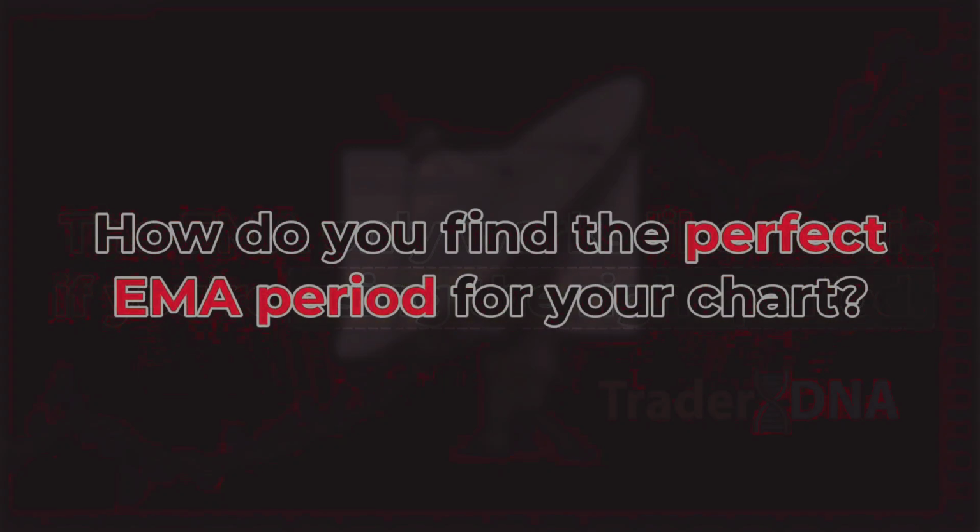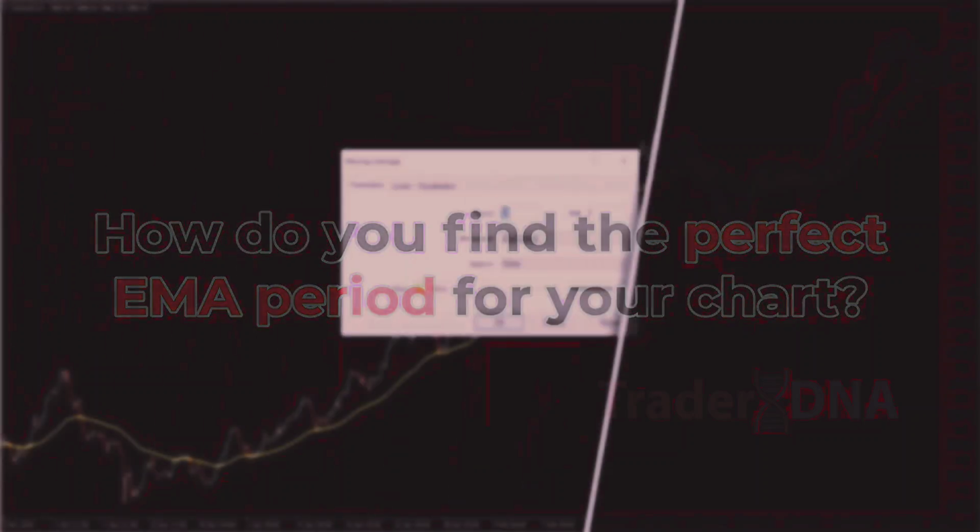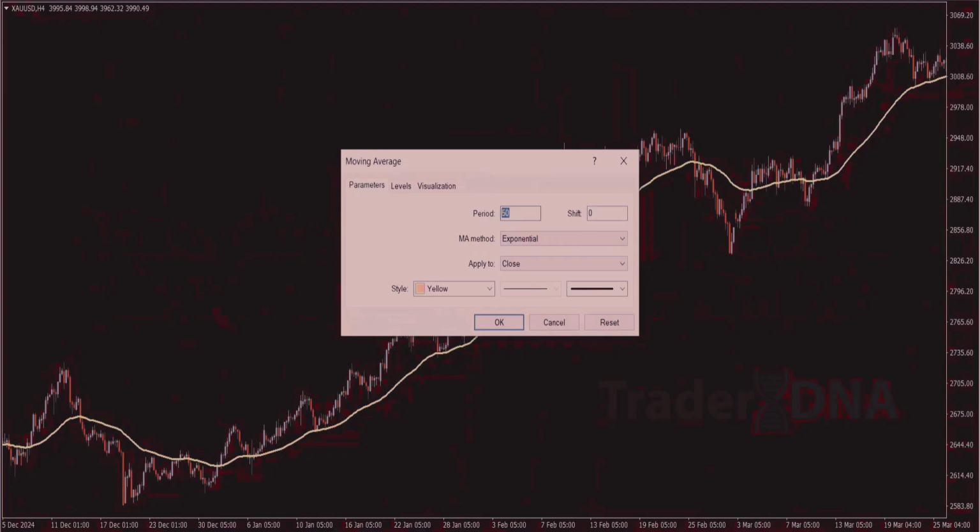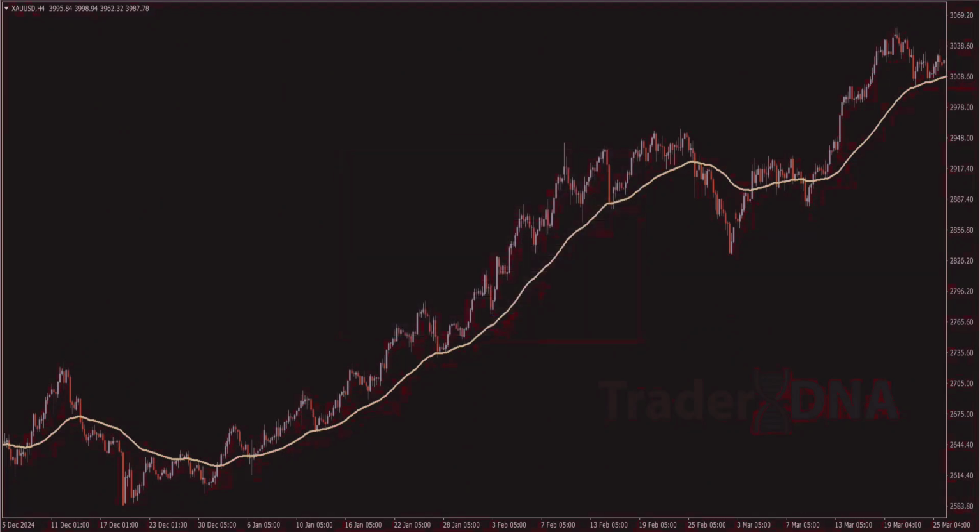So how do you find the perfect EMA period for your chart? The answer is surprisingly simple and insanely effective. You've got to watch how the market reacts to your EMA line. Seriously, that's it. If price keeps bouncing perfectly from the EMA, respecting it again and again, boom! That's your golden setting. That's your market's sweet spot.